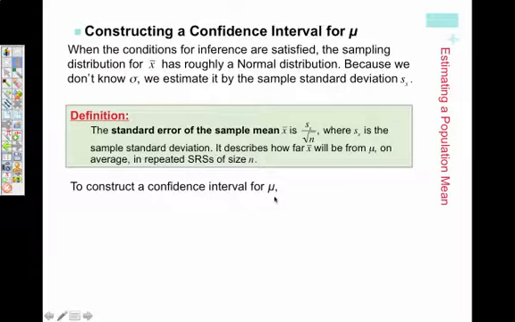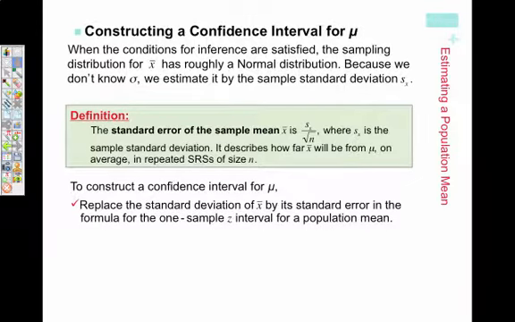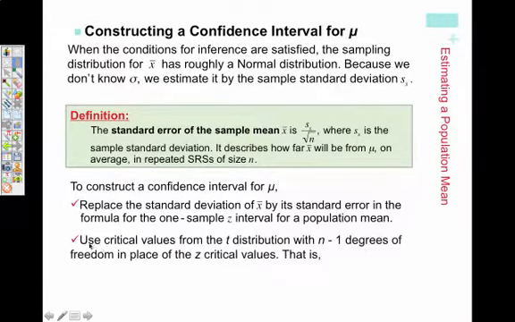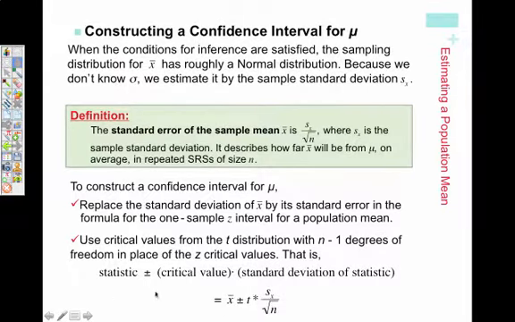To construct our confidence interval, guess what, guys? It's not that different from constructing them for proportions. We go through the same set of things. Replace the standard deviation of x bar by its standard error in the formula for the one sample z interval for a population mean. Use the critical values from the t-distribution. Remember, we're using t now instead of z, with n-1 degrees of freedom in place of the critical z values. That is, we're going to use this formula: statistic plus or minus critical value times standard deviation of statistic. That's what we have right here.